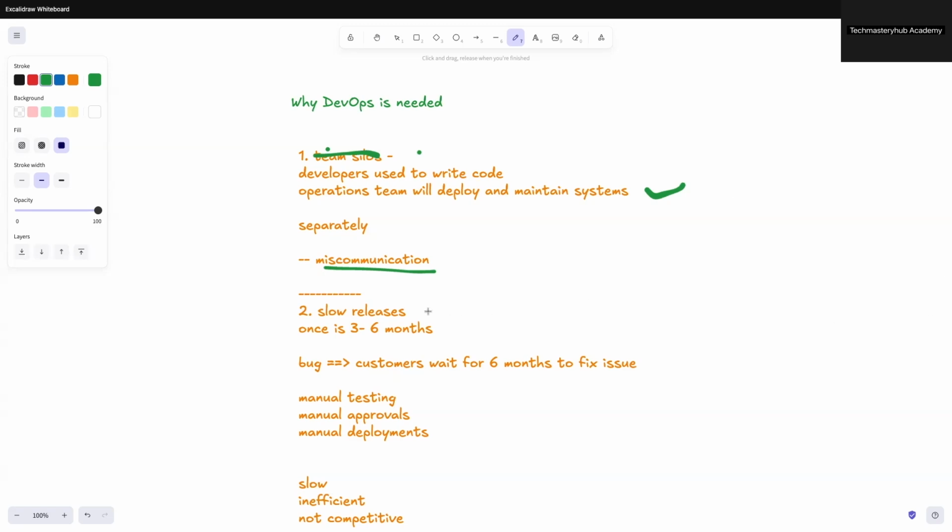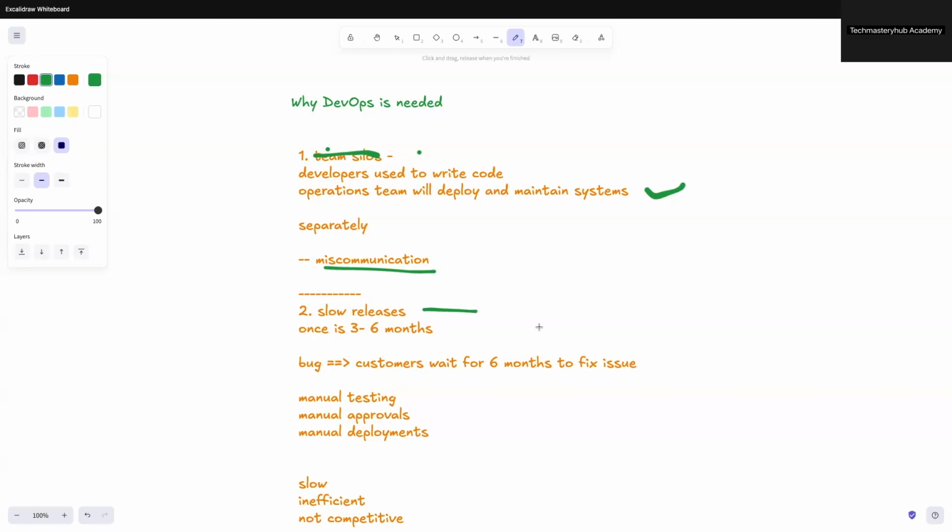Now the second problem is slow releases. Because in traditional systems, companies used to release software once in 3 months or sometimes even 6 months. Now think about it. If there is a bug in production, customers have to wait months to get the bug fixed.